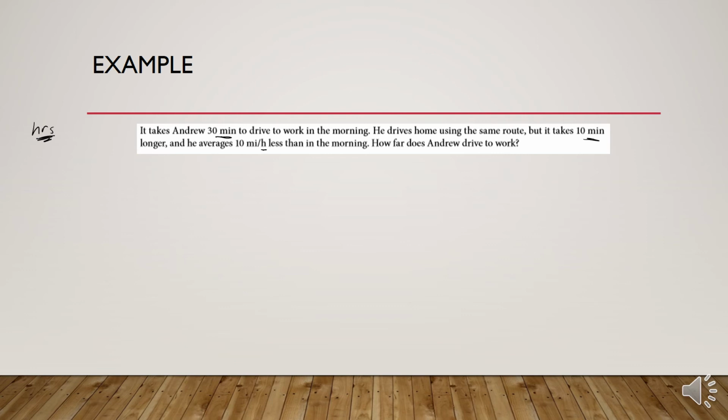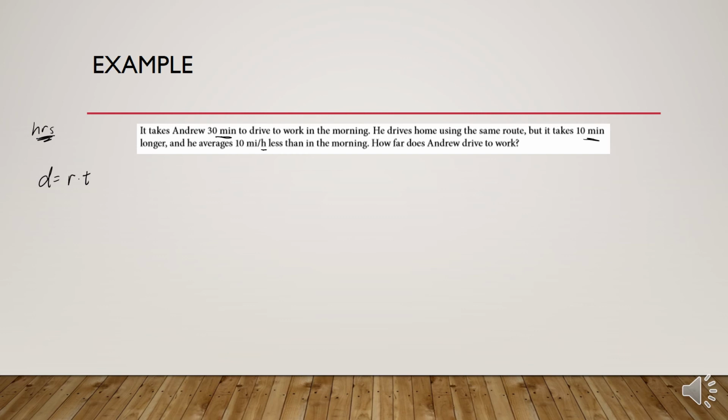Next thing we're going to use is the distance formula. So distance is equal to the rate that you're traveling times the time. So something like if you're traveling 30 miles per hour for 2 hours, then you have traveled 60 miles. So it's the rate that you're traveling times the time that you're traveling. So let's let all of this happen.